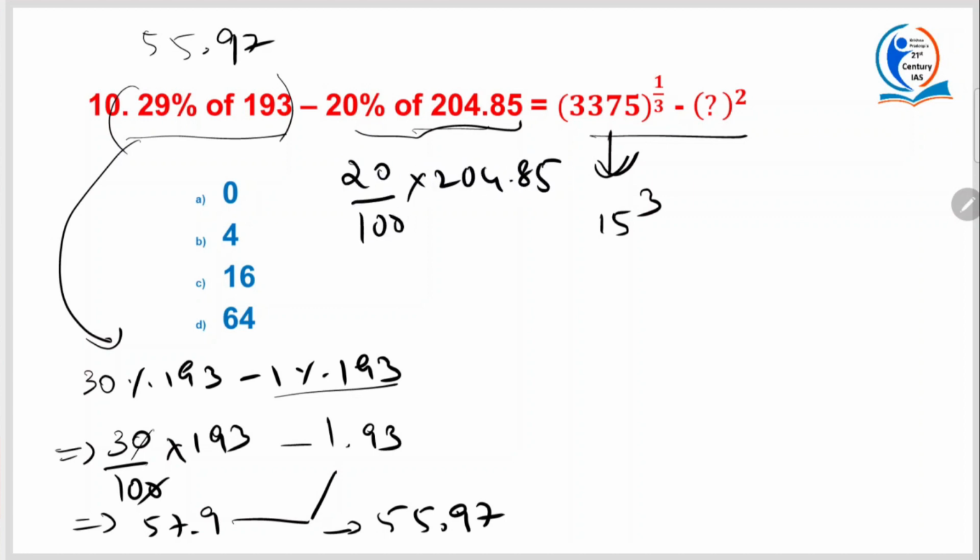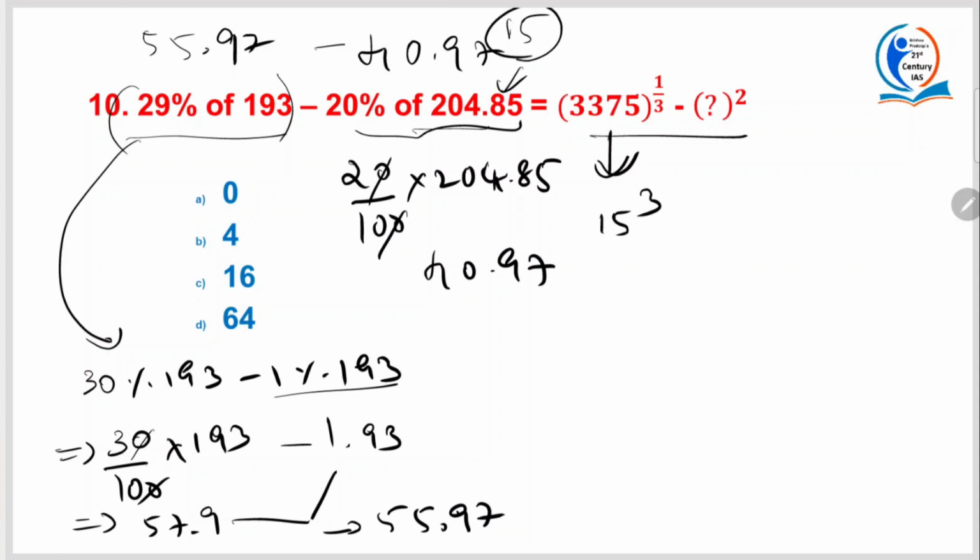This is for your clear understanding. I am writing the steps. Otherwise, directly you will multiply and write it. Alright, so how much is it? It is 40.97. Now this minus this is how much? It is 15, right? Yeah, 15 is the left hand side part.